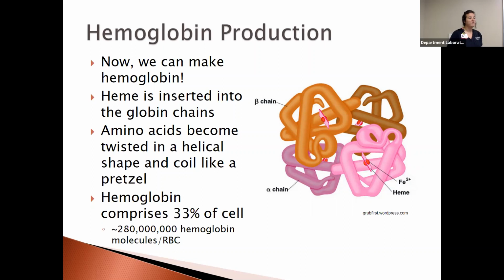All right, so you have these globin chains, your alpha chains and a non-alpha. They will bind together. Here's our famous schematic of our globin chains. They will twist in a helical shape and coil like a pretzel. The object of that is to protect their heme molecule, to protect that iron. That's their ultimate goal. And again, remember, it's the hemoglobin that comprises the majority of that cell. That's what's going to give the cell its color and its weight.